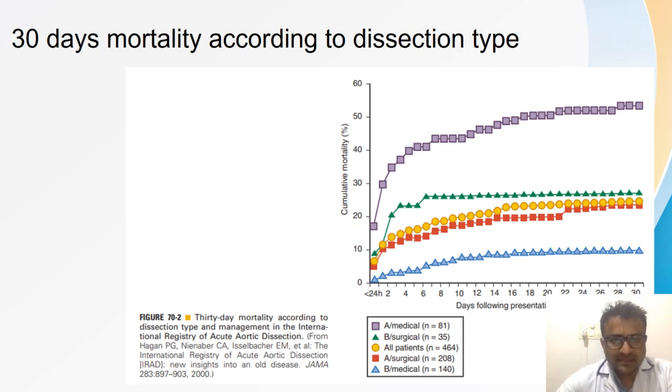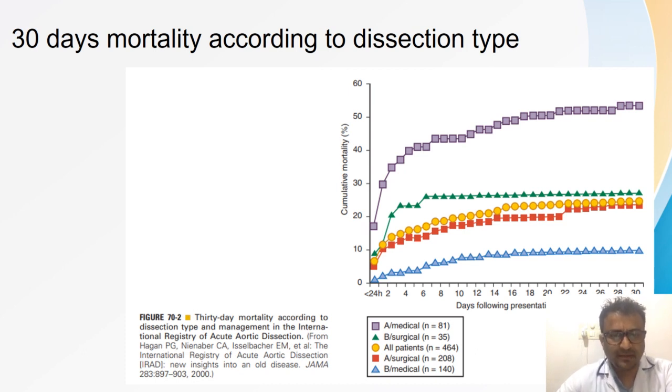The green triangle shows the surgical treatment when it was offered to the patient with type B dissection. It is also showing a little bit higher surgical mortality. The yellow square shows all patients, including type A and type B, the overall mortality in both. The red square shows a surgical modality when it was offered to the type A dissection. It is showing the comparable result between the all-cause mortality and the medical mortality.